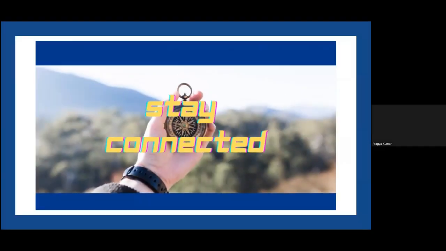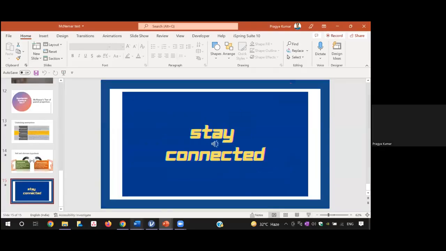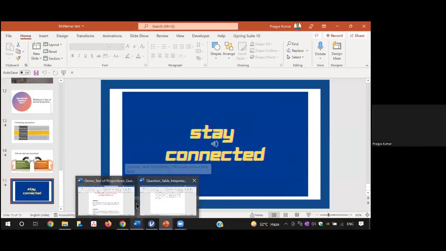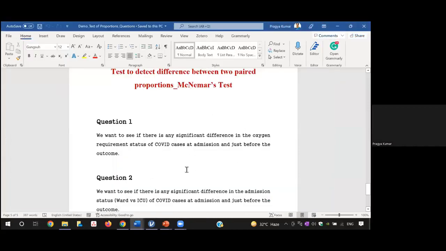So let's see how we can apply this test. The research question is to test the McNemar test. So if I want to test any significant difference in the oxygen requirement status of COVID cases at the time of admission and just before the outcome. So this was the same set of individuals, 180 individuals, where the oxygen requirement, whether yes or no, was recorded at the time of admission and just before the outcome, meaning discharge or death.